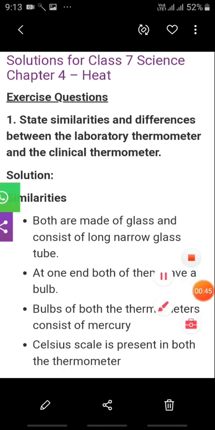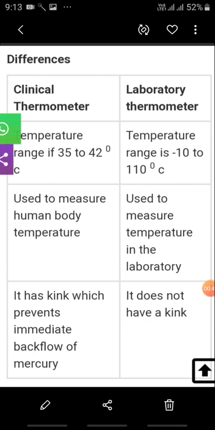Now, next, the difference. The temperature range in clinical thermometer is from 35 to 42 degrees Celsius, and the temperature range in laboratory thermometer is minus 10 to 110 degrees Celsius. Number 2, clinical thermometer is used to measure the human body temperature. Laboratory thermometer is used to measure the temperature in the laboratory. Number 3, clinical thermometer has a kink which prevents the immediate backflow of mercury. In laboratory thermometer, it does not have a kink.